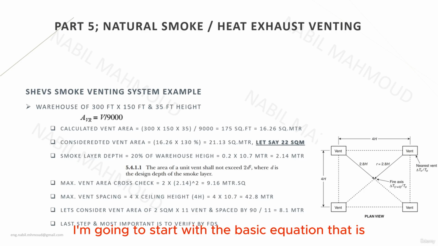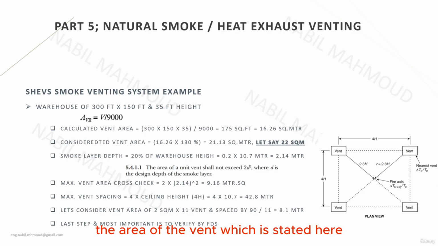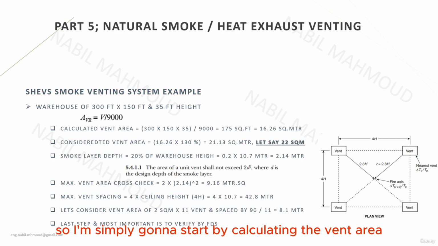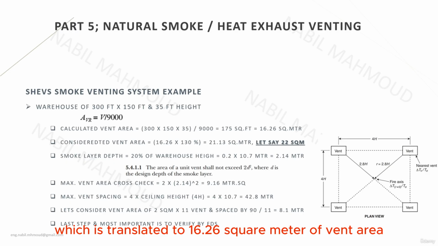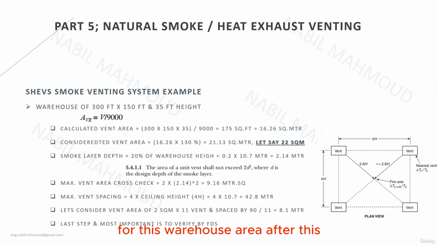So first of all, I'm going to start with the basic equation that is stated in the International Building Code for sizing the area of the vent, which is stated here, and it equals the volume divided by 9,000, and the volume will be in cubic feet. So I'm simply going to start by calculating the vent area, which is the first step, and I will multiply 300 by 150 by 35 and divide it by 9,000, and it will equal approximately 175 square feet, which is translated to 16.26 square meters of vent area for this warehouse area.